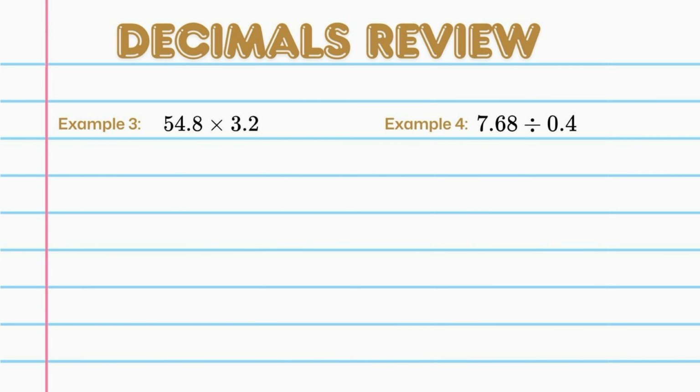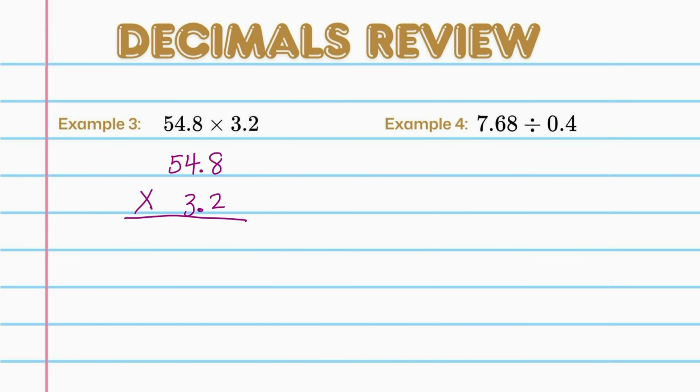Here we're going to multiply 54 and 8 tenths times 3 and 2 tenths. So the first step is I'm going to line up everything. So I have 54 and 8 tenths times 3 and 2 tenths. When it comes to multiplying, you don't have to line up the decimal places, but in this case, we just did because they're both in the tenths place.